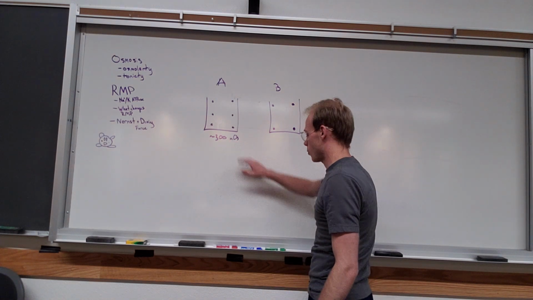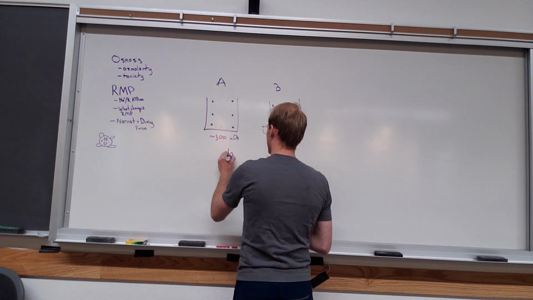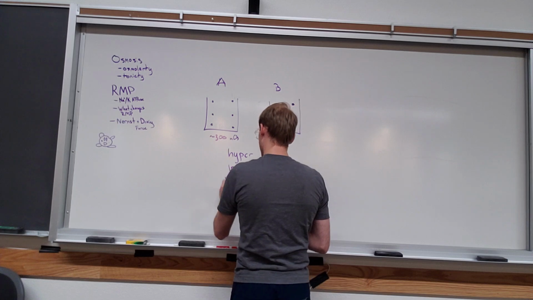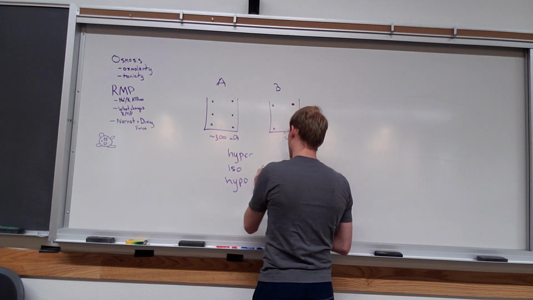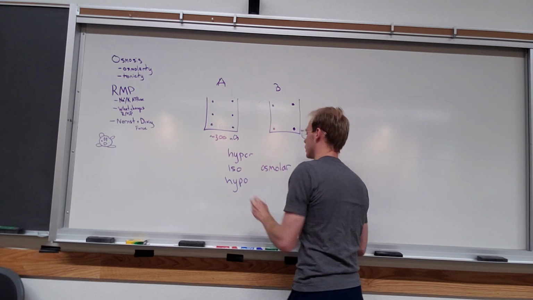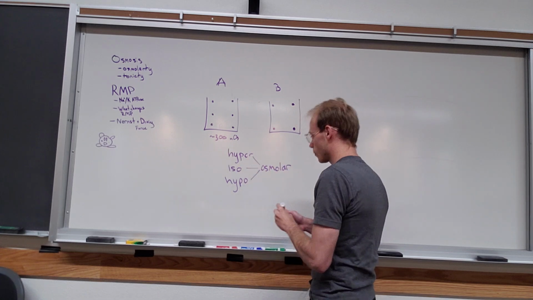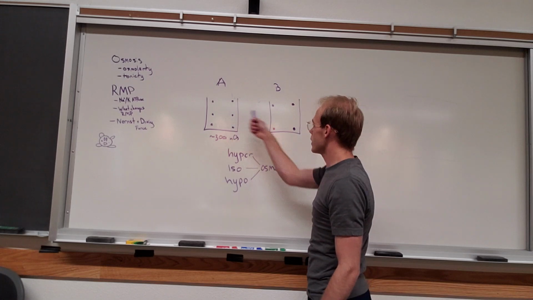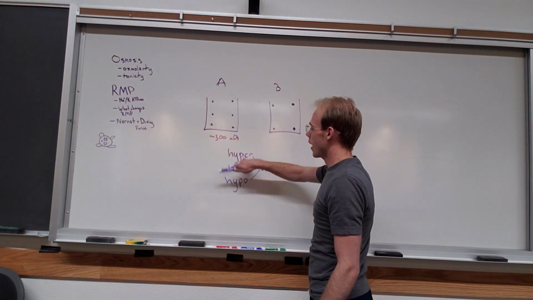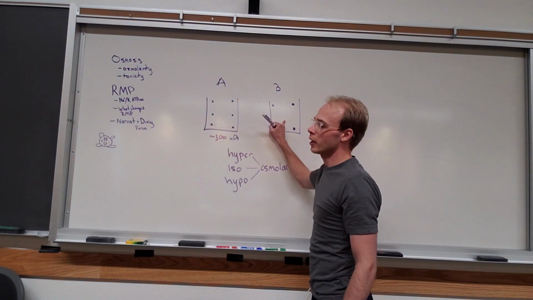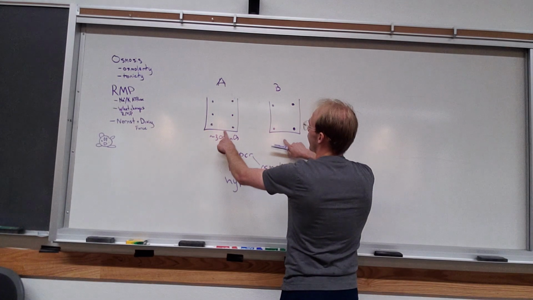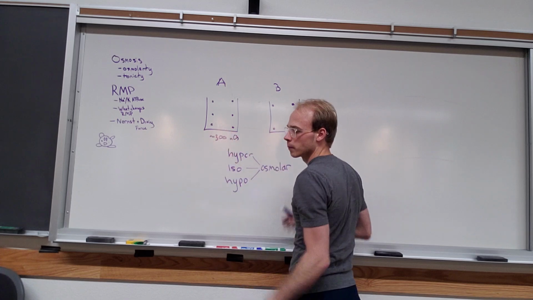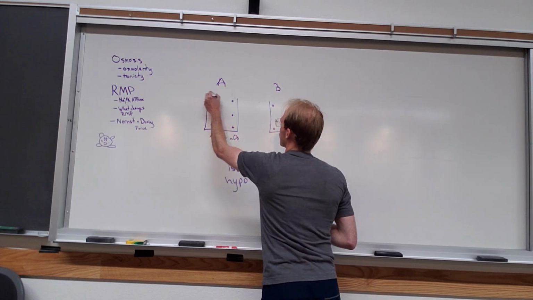When we talk about osmolarity, we have 3 different things: hyper, iso, and hypo osmolar. So hyperosmolar means if I'm comparing A to B, this one has more particles than the one I'm comparing it to. So in this example, A is hyperosmolar to B because this has more particles in the same amount of water. Let me draw the water in here.